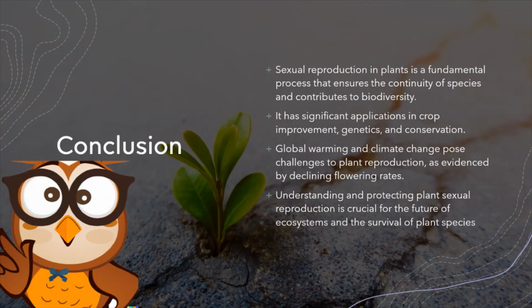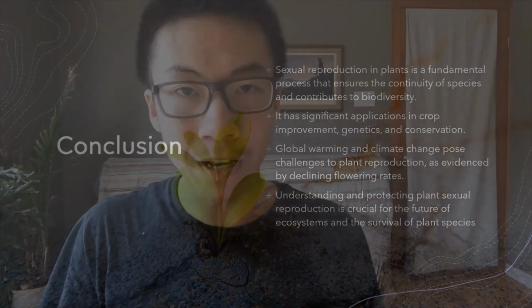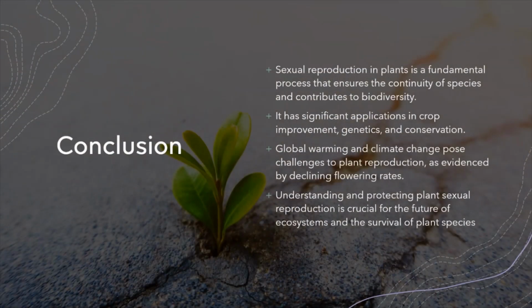In conclusion, sexual reproduction of plants is a fundamental process that ensures the continuity of species and creates biodiversity. It has significant applications in crop improvement, genetics, and conservation. However, global warming and climate change pose challenges for plant sexual reproduction, as evidenced by the decreasing flowering rates in the rainforests. Understanding and protecting sexual reproduction in plants is crucial for the future of ecosystems and for the survival of plant species in the face of environmental changes. And that is the end.